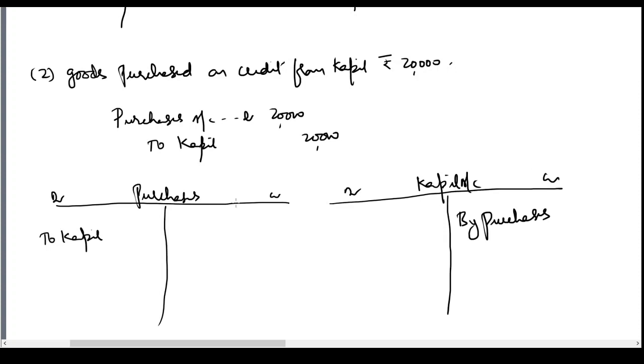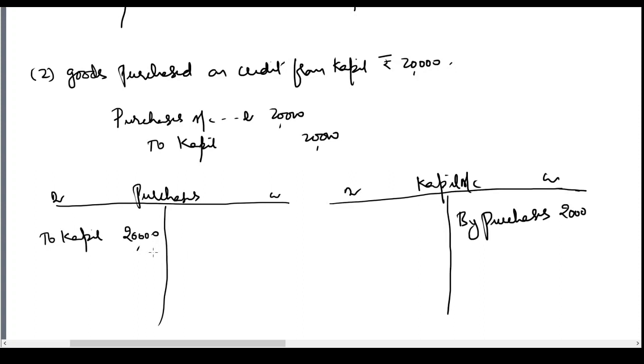Now let us say in the purchase account it is properly recorded at 20,000, but at the time of posting in the Kapil's account he writes only 2,000 rupees. So this accountant is in a lot of hurry and he eats up the zeros. He misses the zeros, or he's not able to see whether he has written the correct number of zeros. He writes only 2,000 and he leaves the posting. So an error has happened again.